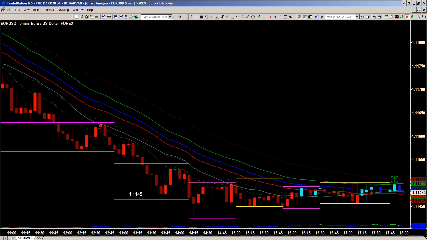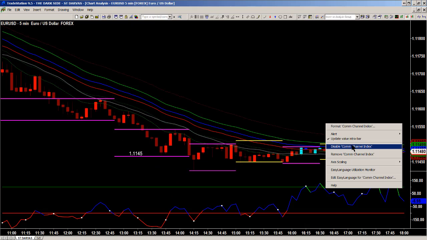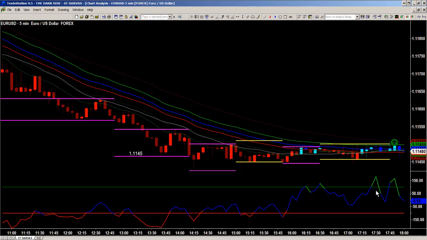The only thing that we're lacking at the moment is the confirmation from the CCI. It's not necessary, but what I do like to see is that the commodity channel index, this is a 20-period CCI with a positive 100 and negative 100, I'd like to see that above the 0 level as the trade triggers. It's not necessary, but it's a really nice confirmation.